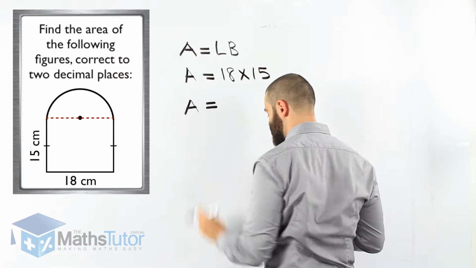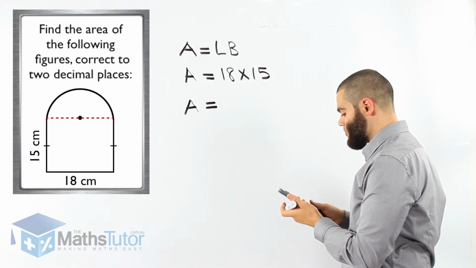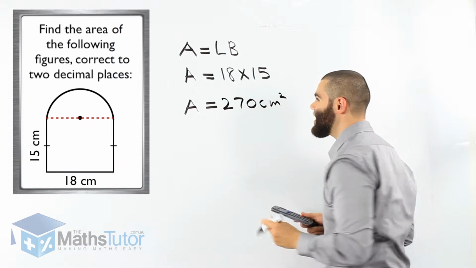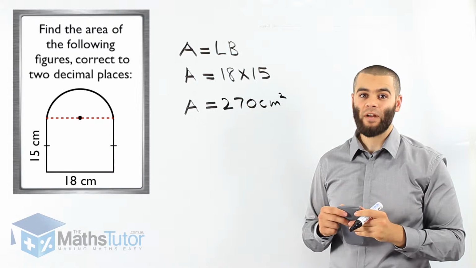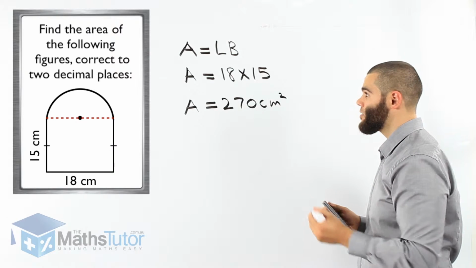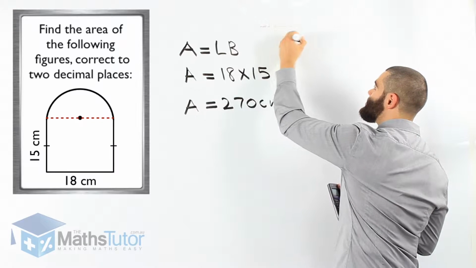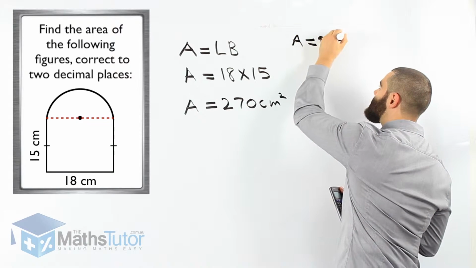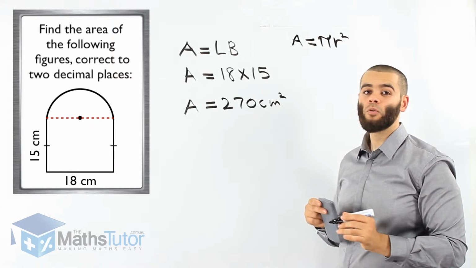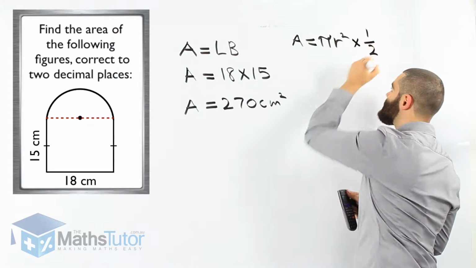Let's work out the area. Grab your calculator. 18 times 15, 270 square centimeters. That is the area of the rectangle. Now we've got to work out the area of the semicircle. The semicircle, well, we know that the area of a circle is A equals pi r squared. That is a full circle. We don't want a full circle, we only want half a circle. So we multiply it by half.